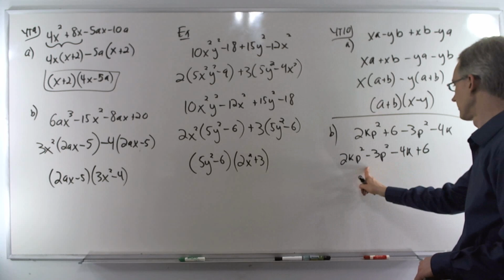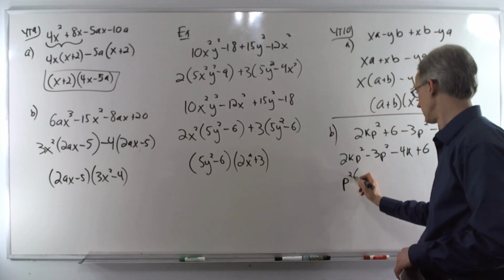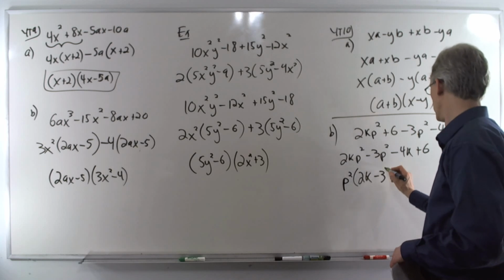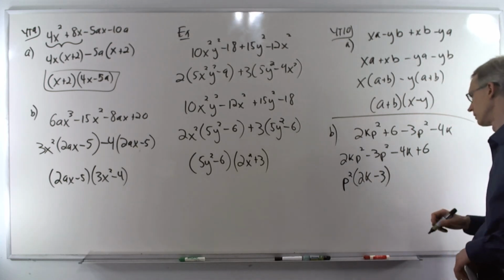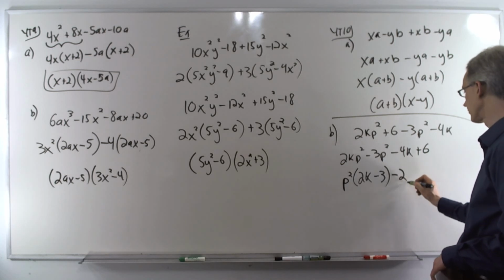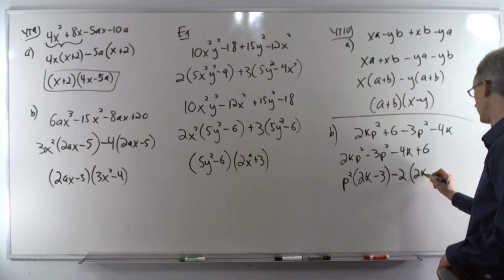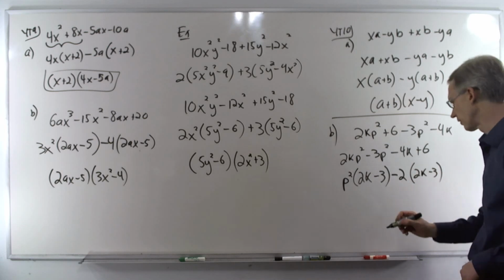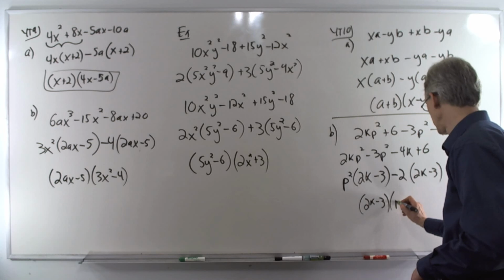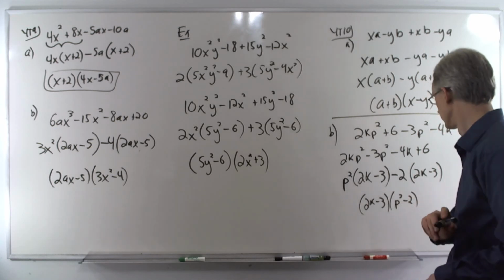Now here we can factor out p squared and get 2k minus 3. And over here, we want the first term to be positive, so I have to factor out that negative, and I'll factor out negative 2. And it gives us 2k minus 3. So there's our matching binomials. We can factor those out now. 2k minus 3 and p squared minus 2.